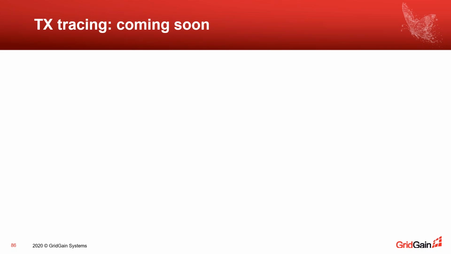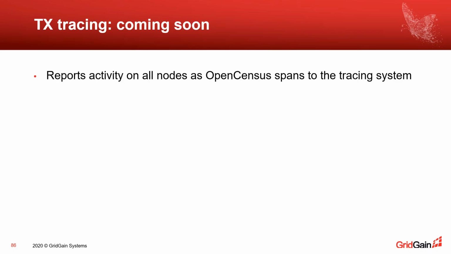Yes, and another modern way to monitor and analyze your transactions, not only to troubleshoot, but probably to make some decisions according to performance, is transactions tracing. It's coming soon. It's already released in GridGain in release 8.7.19, and it's likely to be released in Ignite 2.9. So Ignite works with distributed tracing. It reports activity on all nodes as OpenCensus spans to the external tracing system. We use OpenTracing here.